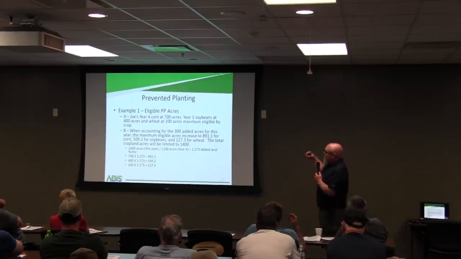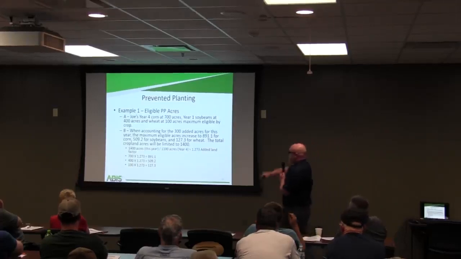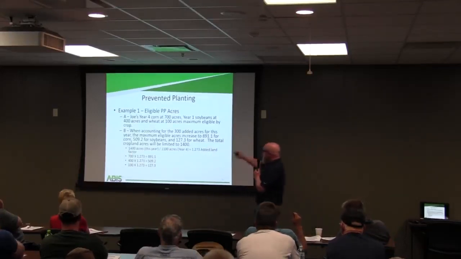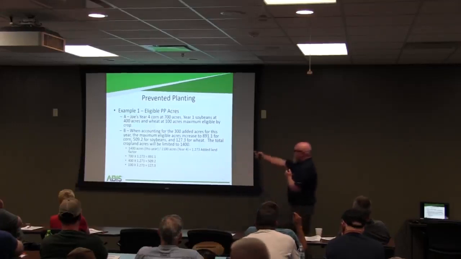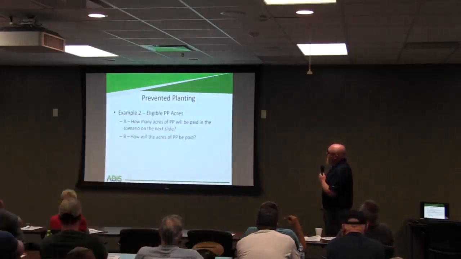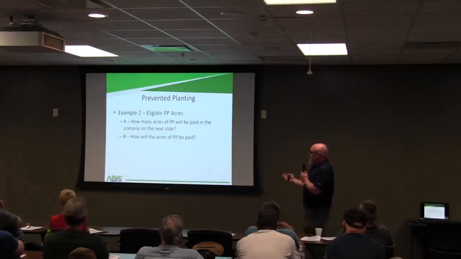And so when we look at him adding 300 acres for this year, it's going to raise those maximum eligible acres up to 891, 509, 127. And so the formula comes out to 1,400 acres for this year based off of the 1,100 in his cropland prior. So we get a 1.273 factor and apply that to his highest maximum eligible. And so how many acres will be paid in the scenario that I'll be coming up with here shortly, and how will they be paid?